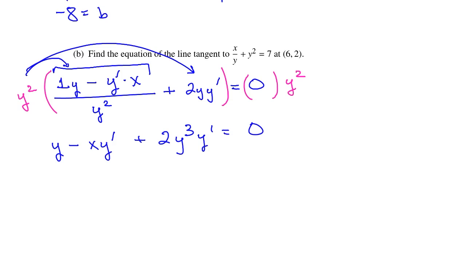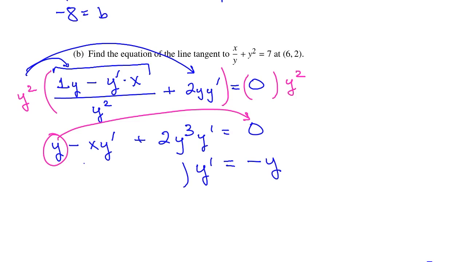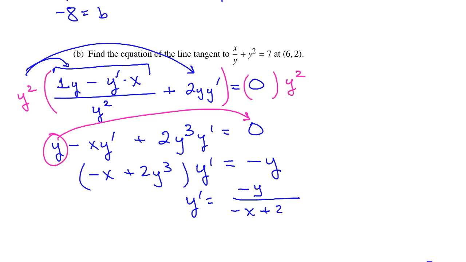From this, we do as before, we're going to move the term that doesn't have a y prime to the right side. And so that's going to be a negative y over there. And then the other two terms, we're going to factor out y prime. So it's going to be negative x plus 2y cubed. And this gives me y prime equals negative y over negative x plus 2y cubed. So that is the derivative.